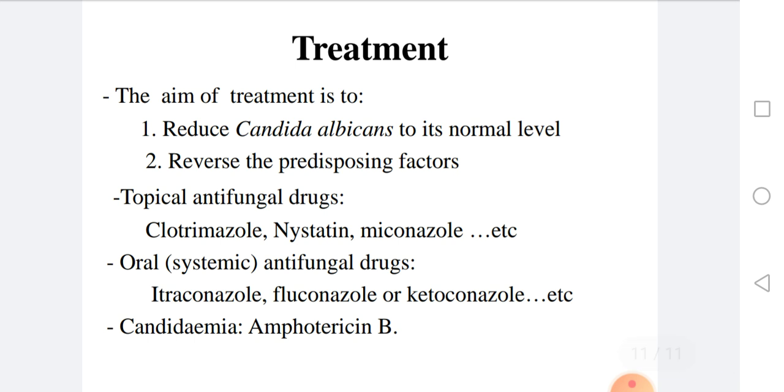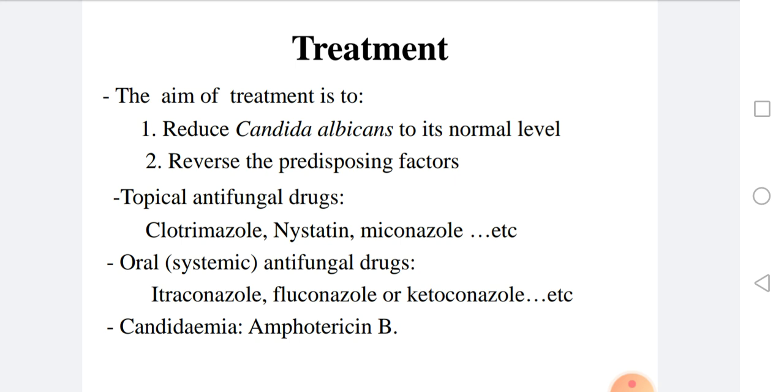Treatment. The aim of treatment is to reduce the number of Candida albicans to its normal level, not to get rid of it. If you kill all Candida, you are going to create another problem, because by this you disturb the balance of the normal microbial flora. So in such candidiasis, usually there is overgrowth. You have to reduce the number to the normal, and that is the whole thing needed.